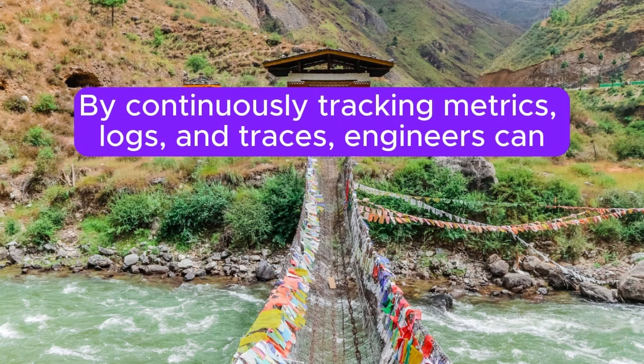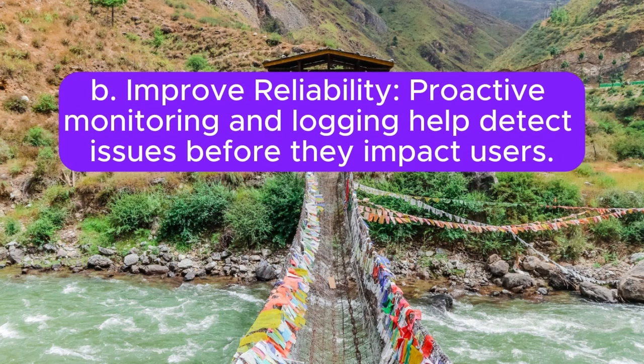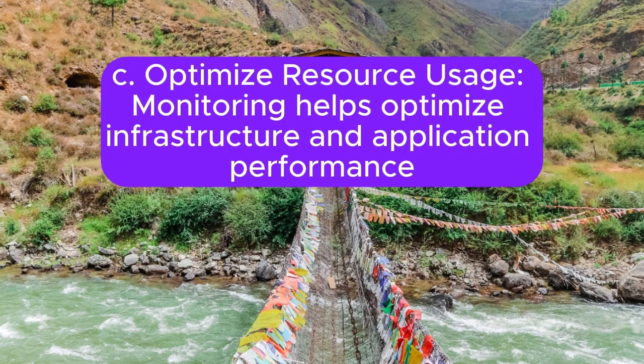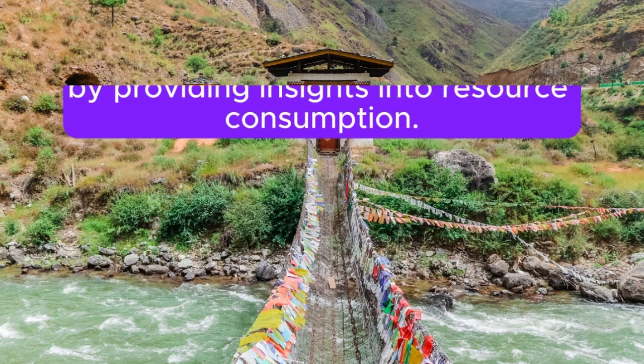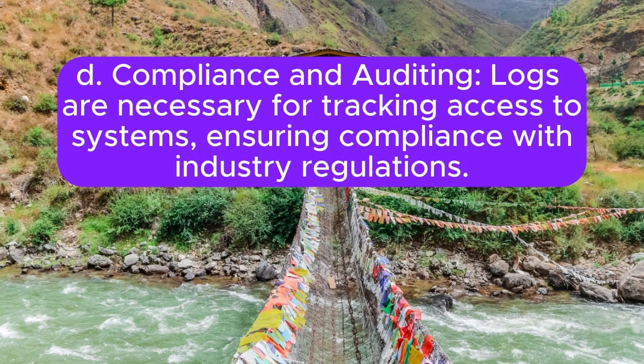By continuously tracking metrics, logs, and traces, engineers can A. Detect issues, quickly identify and diagnose issues such as performance bottlenecks or system failures. B. Improve reliability. Proactive monitoring and logging help detect issues before they impact users. C. Optimize resource usage. Monitoring helps optimize infrastructure and application performance by providing insights into resource consumption. D. Compliance and auditing. Logs are necessary for tracking access to systems, ensuring compliance with industry regulations.